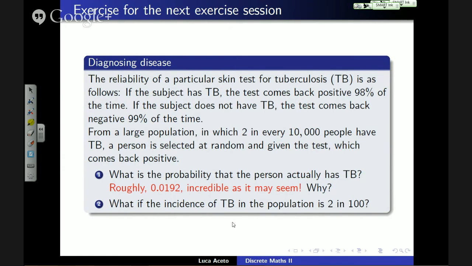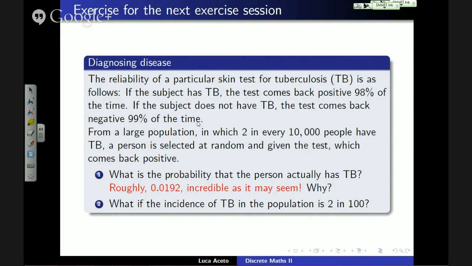Now, the test is such that if you have tuberculosis, you test positive 98% of the time. And if you don't have tuberculosis, the test comes back negative 99% of the time. So there are chances of false positives. This is the 2% here: you test positive, but you don't have TB. Or false negatives: you actually do have it, but you test negative. That's 1%. Now, doctors have collected data that tells us that 2 in about 10,000 people have tuberculosis.